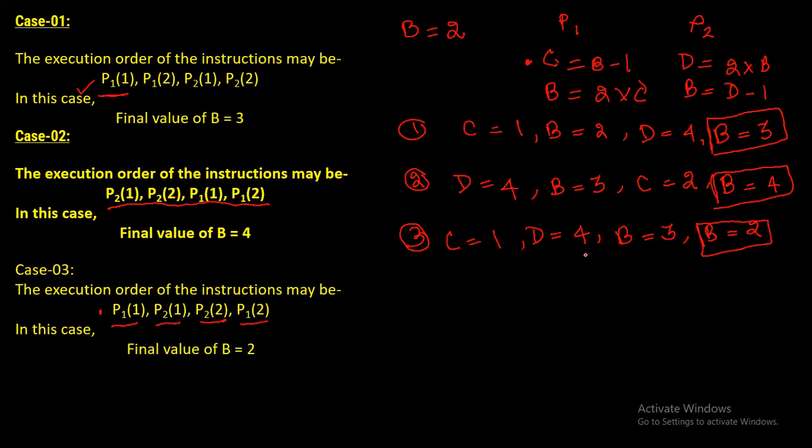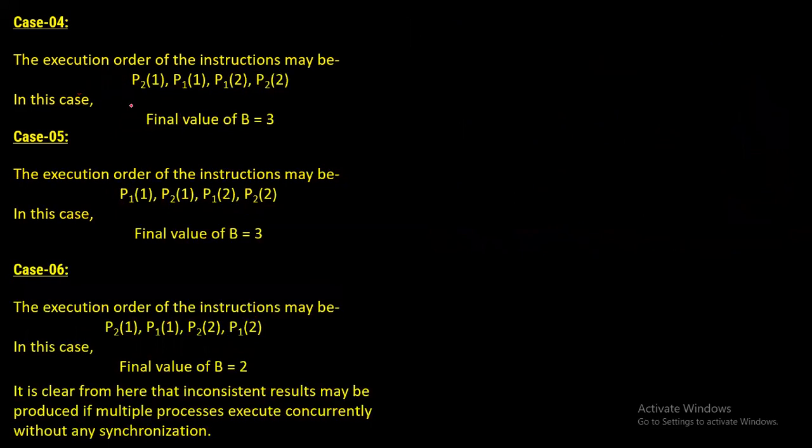After that, we go for the fourth case. So here also a different order is there. So as per this order, my final value of B will be updated as 3. Now consider case 5. As per this sequence of execution, my final value of B will be 3. And as per case 6, we are following this particular order of execution, and after completion of the execution, my final value of B will be 2.